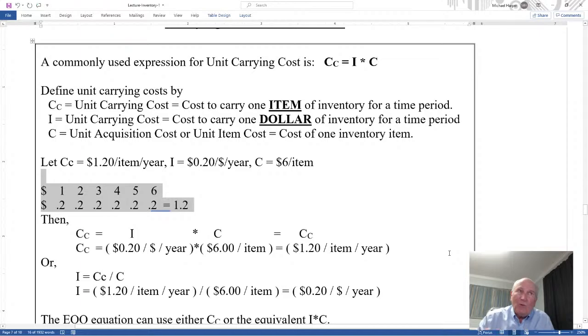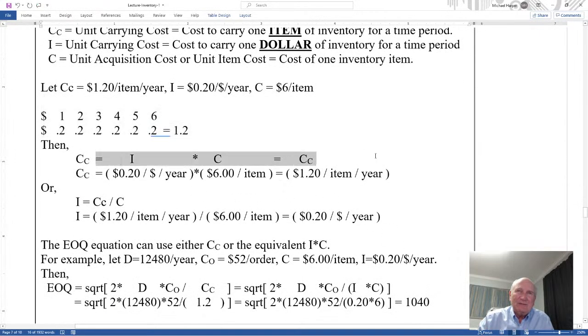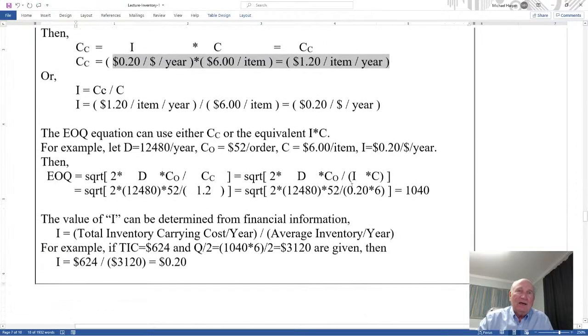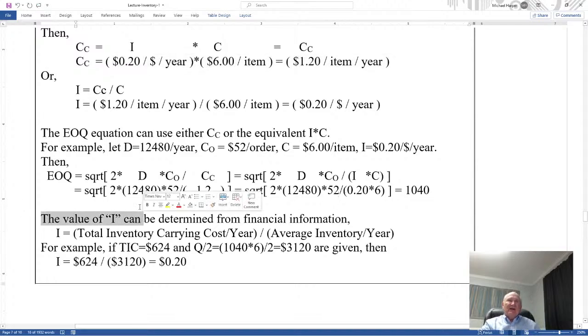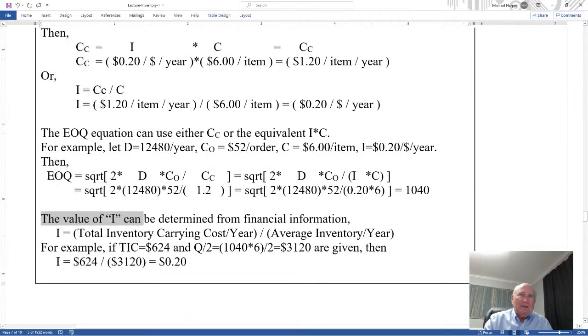Why do we do this? Where I times C then equals C sub C. 20 cents times 6 is 1.20. Why? Because in the EOQ equation, the C sub C here of 1.20, we replace that with I times C. Turns out to be 0.2 times 6. You get the same answer.